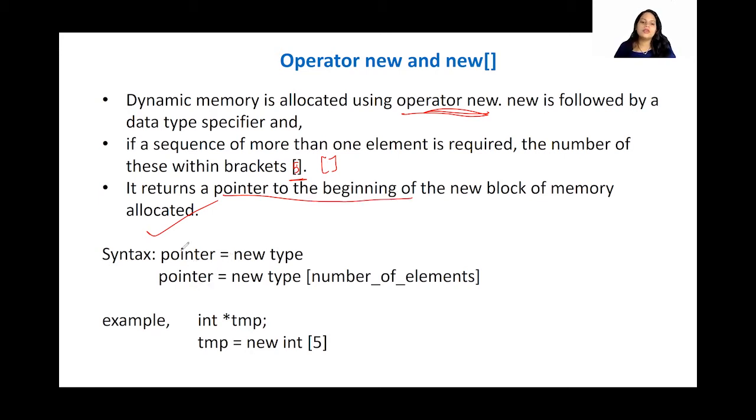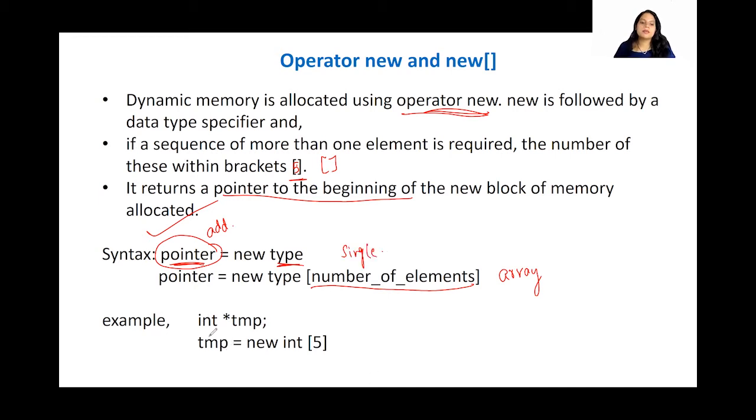Right. Now, how do we write it? So we are going to have a pointer. Why a pointer? Because a pointer always holds the address, isn't it? And when I say new type, what does it return? It returns the address, isn't it? So an address is always stored in a pointer variable. That's why we are saying pointer is equal to new, and we are going to mention the type. Okay. And another way is pointer is equal to new type with the number of elements. So this is for an array. Okay. And this is for a single variable.